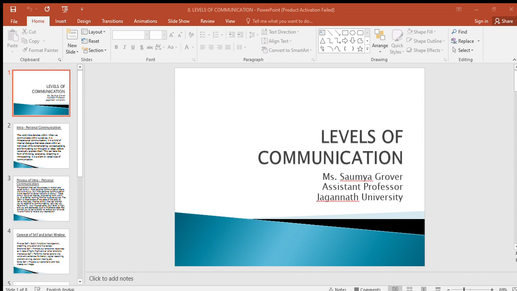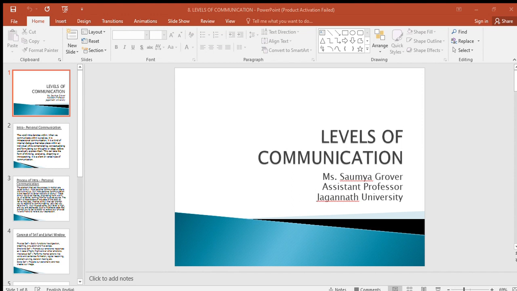Number 1 is the open area, quadrant 1. Number 2 is the blind area, quadrant 2. Number 3 is the hidden area, quadrant 3. And number 4 is the unknown area, quadrant 4.